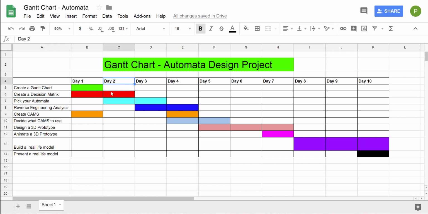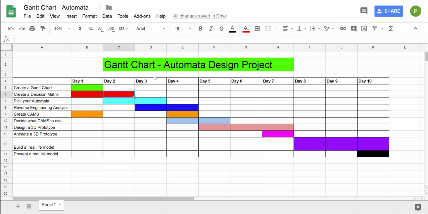On day two, I'm hoping that this decision matrix is finished and that it helps you limit your options and gives you an idea of what you want your automata to be. A lot of automatas are based off other automatas, because if this is your first time, you might not have a clear grasp of how they work or a clear picture of what you want to do. So just base it off of one that already exists, and that'll give you the foundation for your project.